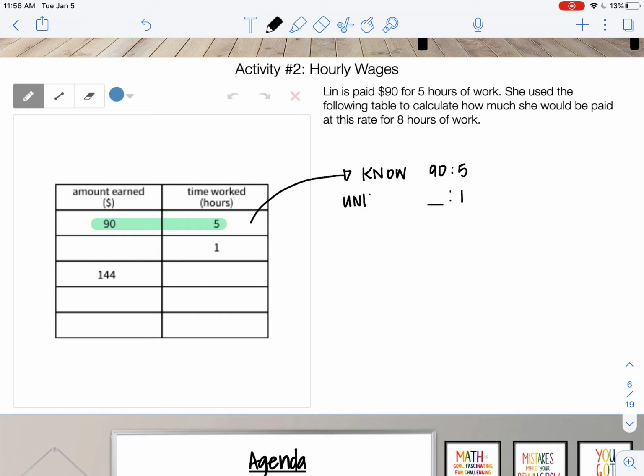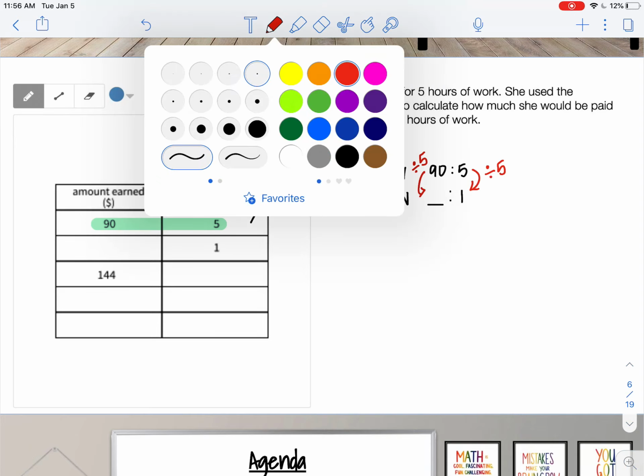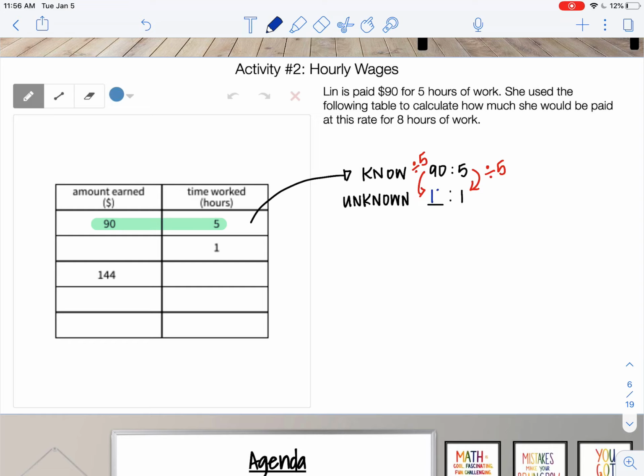my unknown ratio. Remember that equivalent ratios can be multiplied by the same number on both sides or divided by the same number on both sides. In this case, we're moving from a larger ratio to a smaller ratio, which means we'll be using division. 5 divided by 5 equals 1, which means I need to do the same thing to 90. 90 divided by 5 is equal to 18, which means that my missing number is 18.